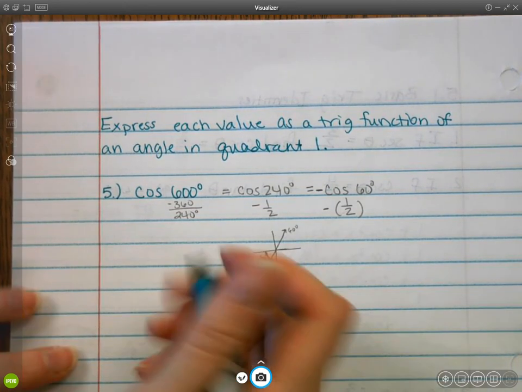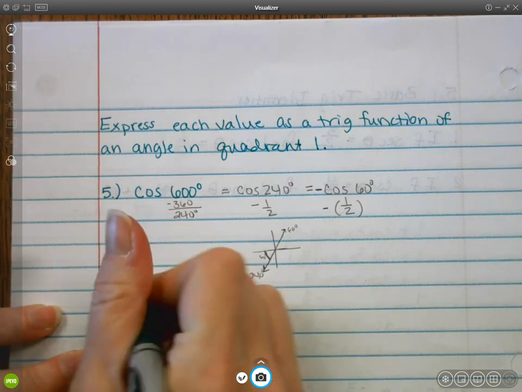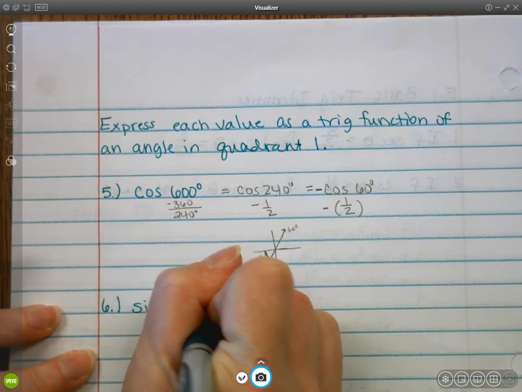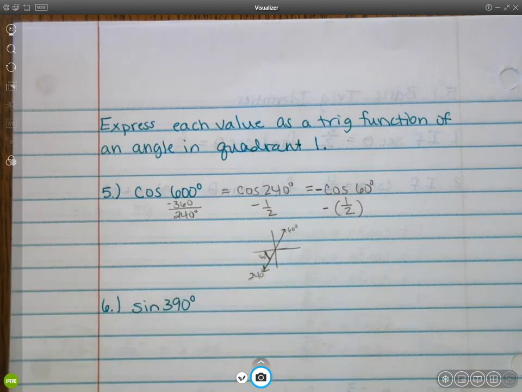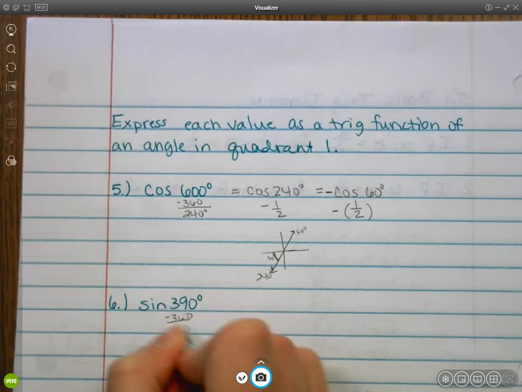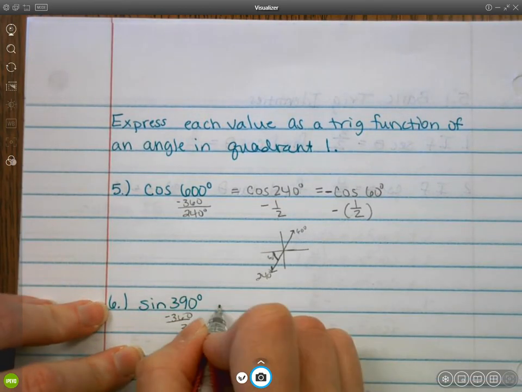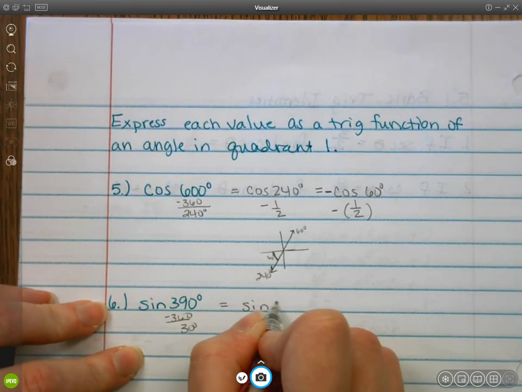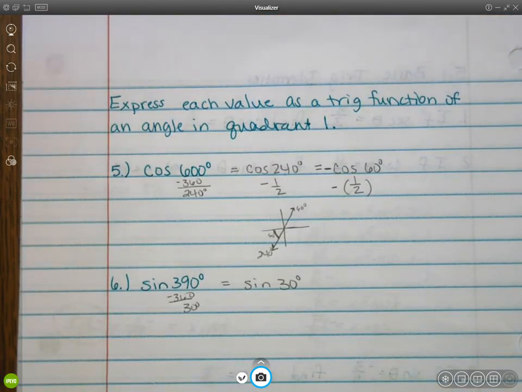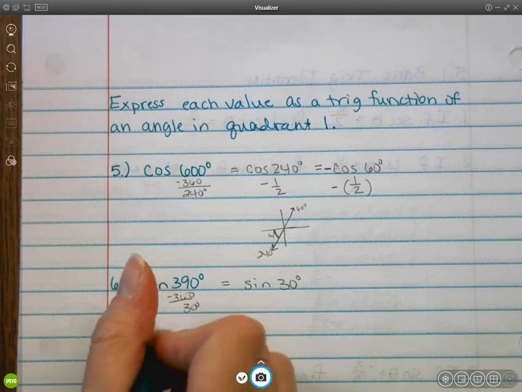Alright, number 6. What about the sine of 390 degrees? Alright, so first of all, subtract 360 and see what we're dealing with. We are dealing with 30 degrees. So sine of 390 is literally the exact same thing as sine of 30 because they're in the same place. 30 degrees is in quadrant 1. No more thinking required there.